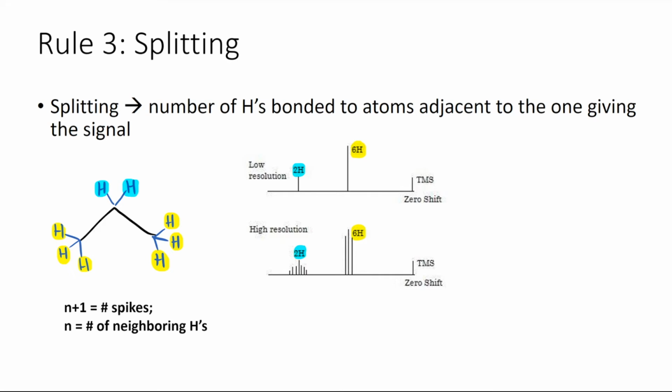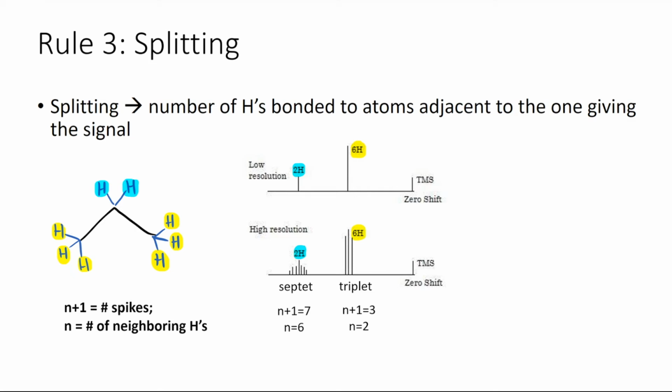So if we look at the NMR spectrum of propane, we find one peak with 7 spikes, which is called a septet, and according to our equation, n+1 is equal to the number of spikes. So if this signal has 7 spikes, n is equal to 6, and therefore we know that the hydrogens giving the signal have 6 neighboring hydrogens. Indeed, the hydrogens in blue here, giving the signal, do have 6 neighboring hydrogens in yellow.